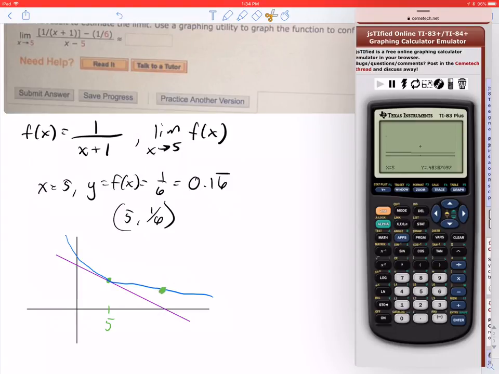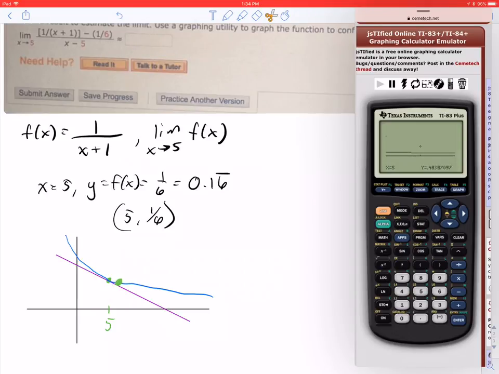Say when x was 6. Now, if x was 6, we might be here. We can connect those 2 points with a straight line, and then we can find the slope between those 2 points. So then let's say x was 5.5, or let's do 5.9. Still close, still not 5. You can find the slope between those 2 points. Then if x were, let's say 5.1, and then 5.01, and then 5.001.